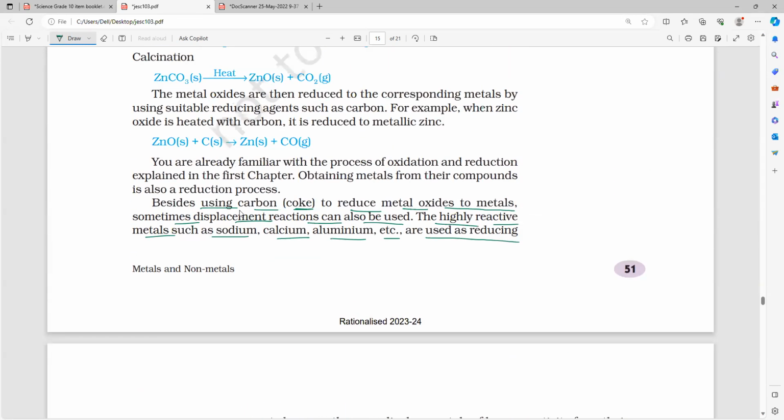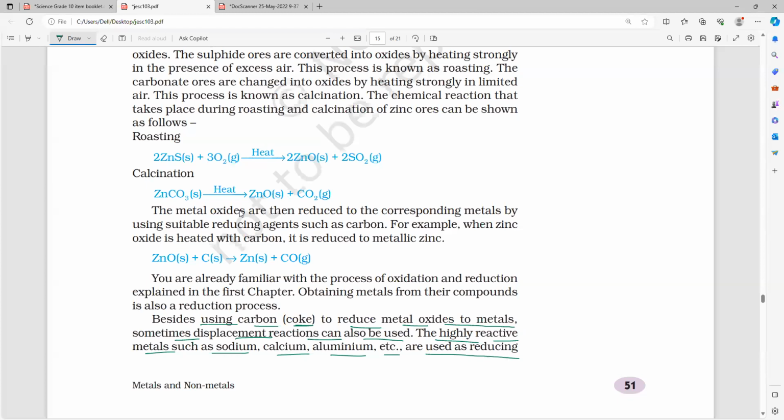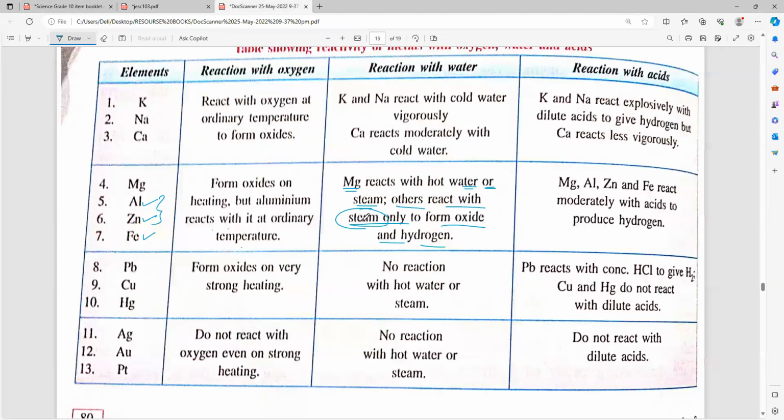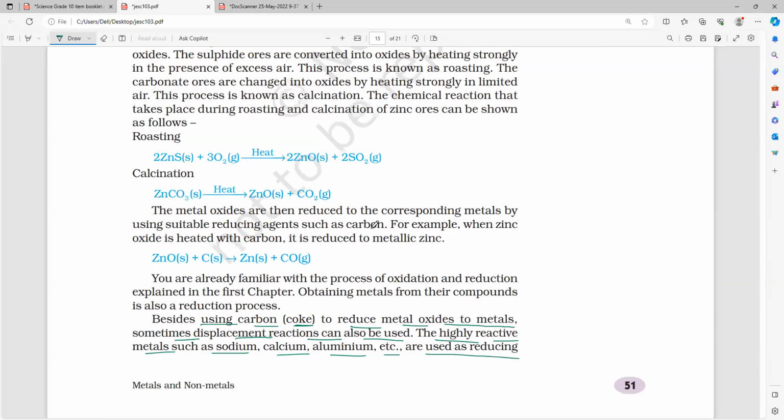So what is happening? They are saying in the question, a metal oxide on being heated with carbon does not produce carbon dioxide. Metal oxides are reduced to the corresponding metals by using a suitable reducing agent such as carbon. All of you verify. This is very important. For example, when zinc oxide is heated with carbon, it reduces to metallic zinc. You are already familiar with the process of oxidation and reduction explained in the first chapter. Obtaining metals from the compounds is also a reduction process.